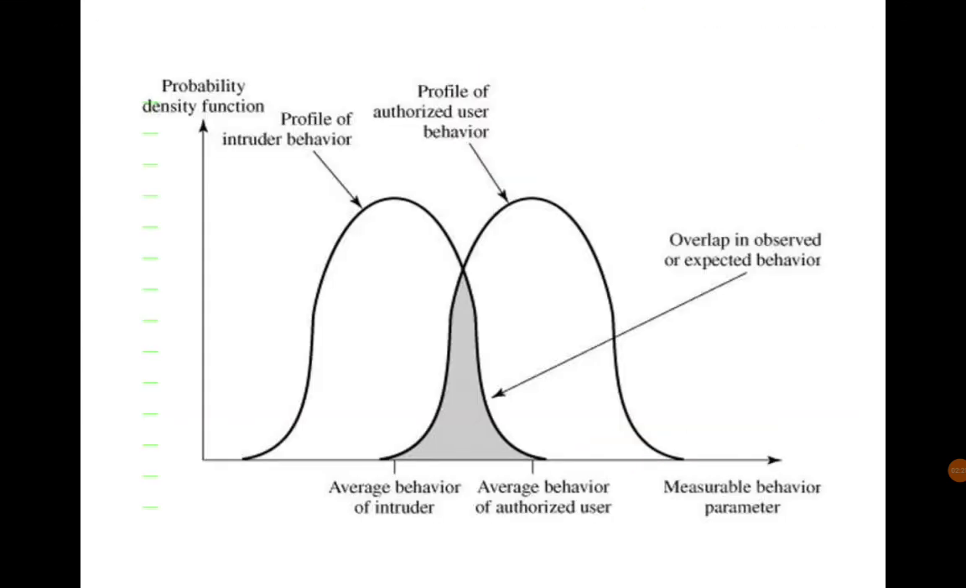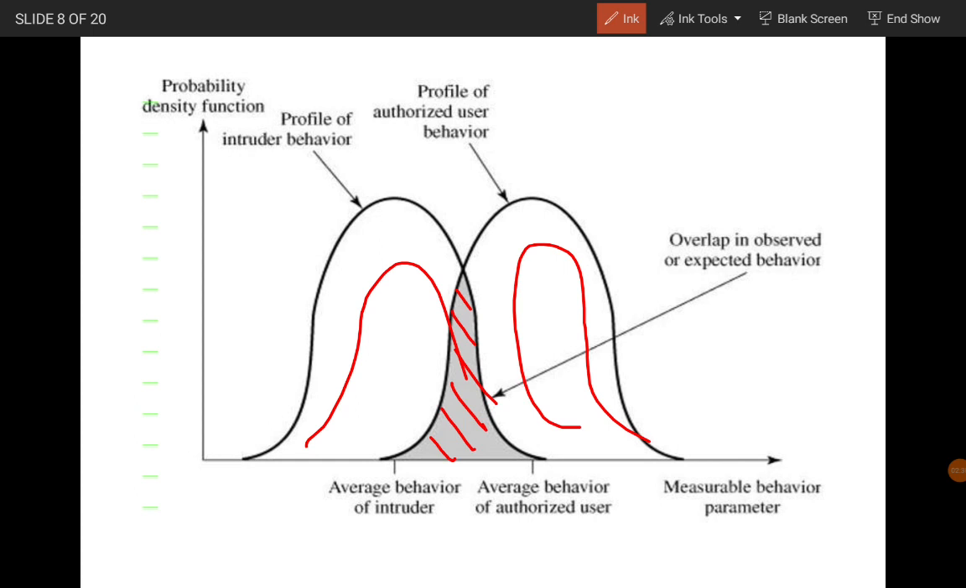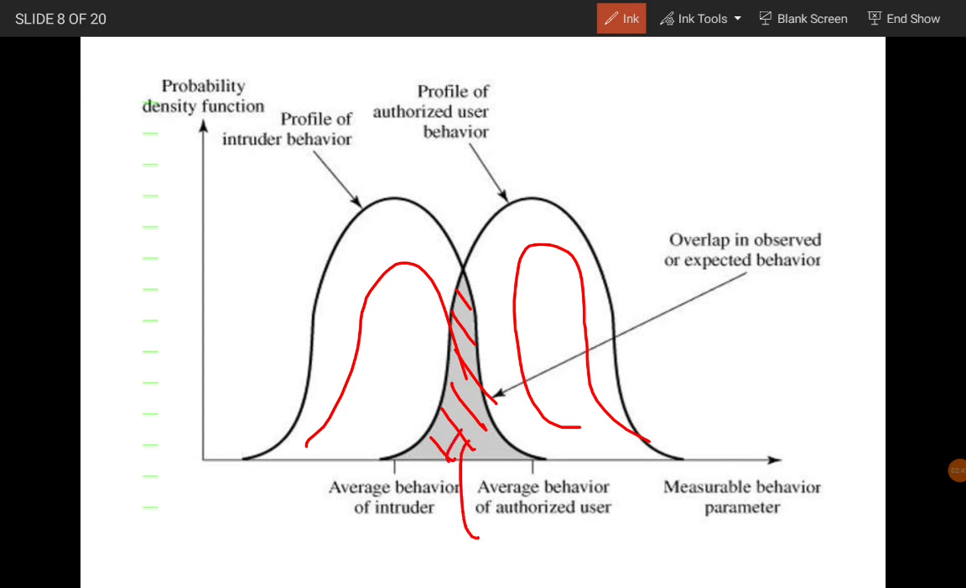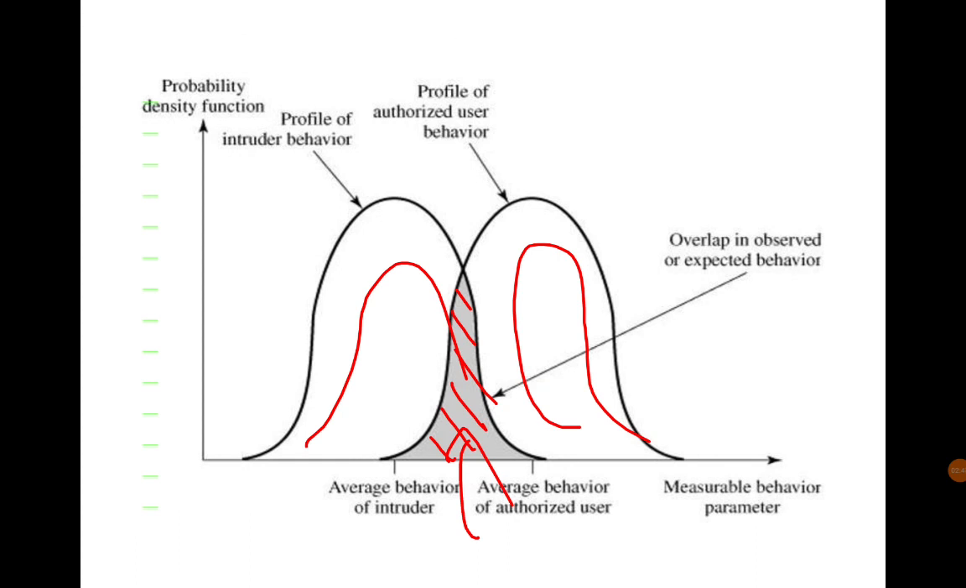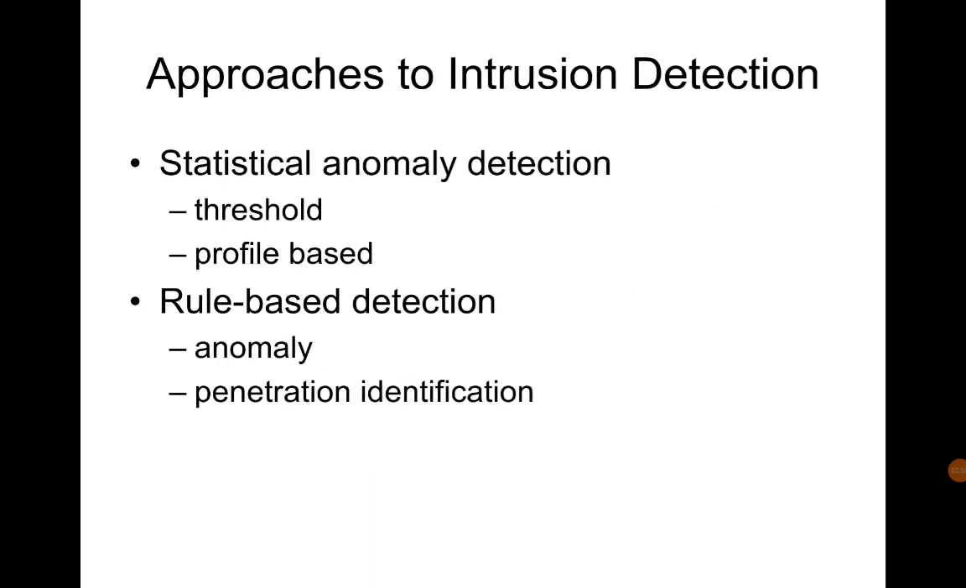This is the graph which compares the intruder behavior as well as the legitimate authorized user's behavior. But anyway, we still have some overlap. So the system cannot accurately define whether the person is an intruder or a legitimate user. We have four approaches for intrusion detection: statistical anomaly detection, rule-based detection, distributed intrusion detection, and the honeypot.